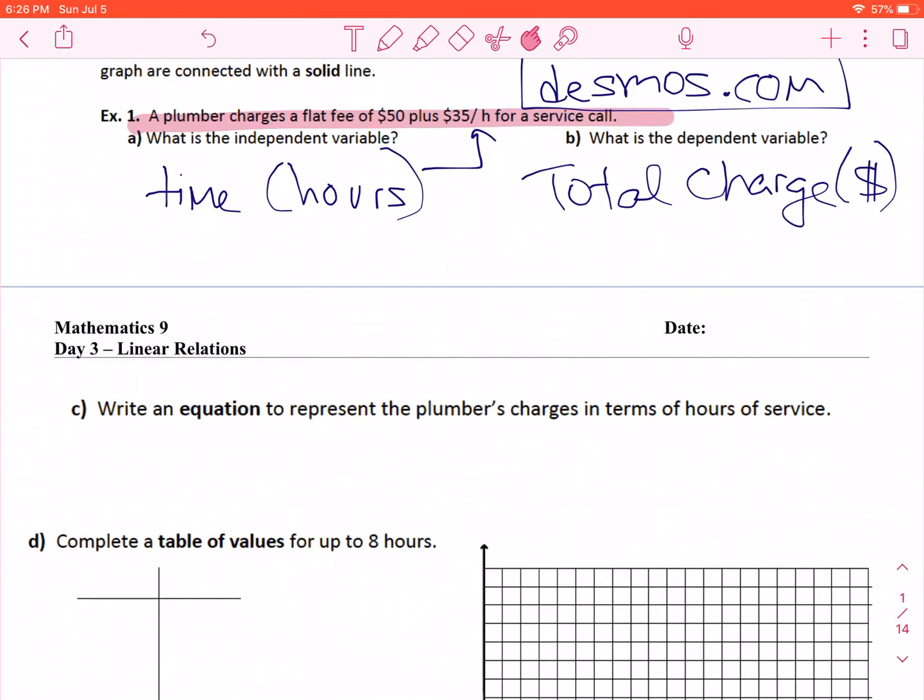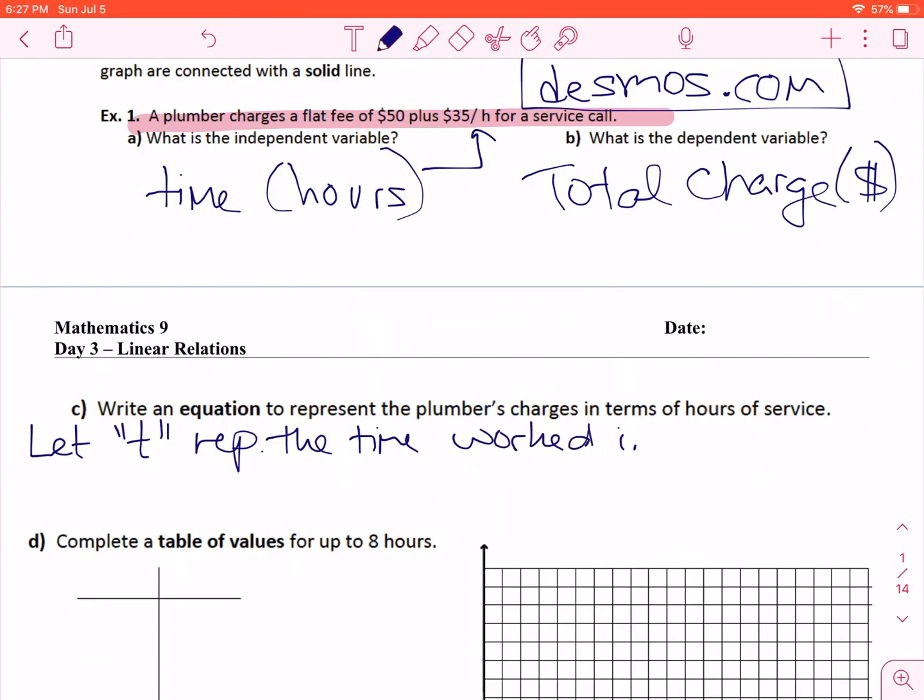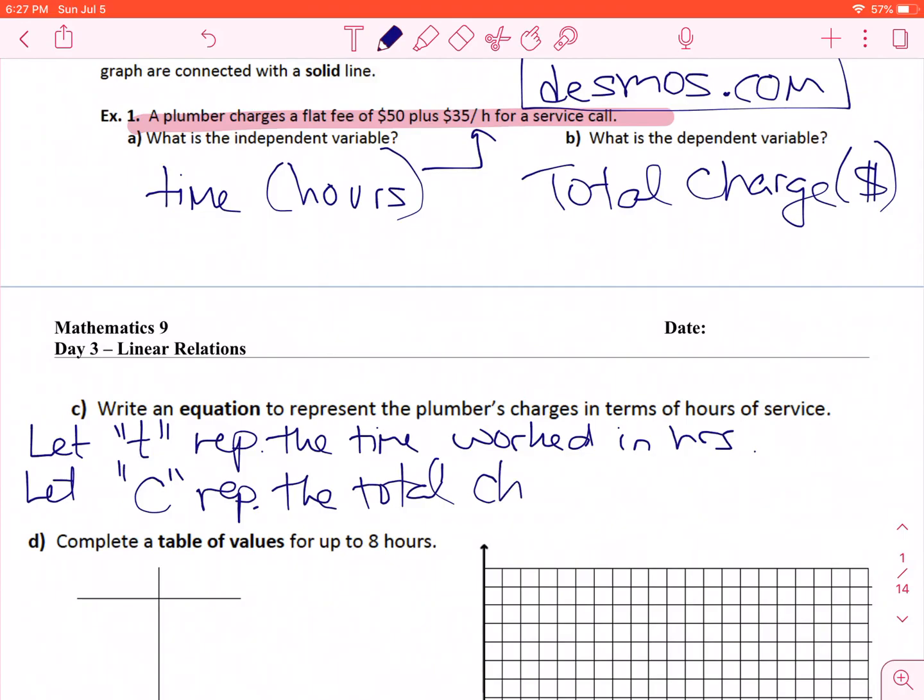We can make an equation here. So you might recall let statements from earlier on. We're always going to include let statements when we use variables so that we know and understand what these variables represent. So we're going to say let T represent the time worked in hours, and we're going to let C represent the total charge in dollars.